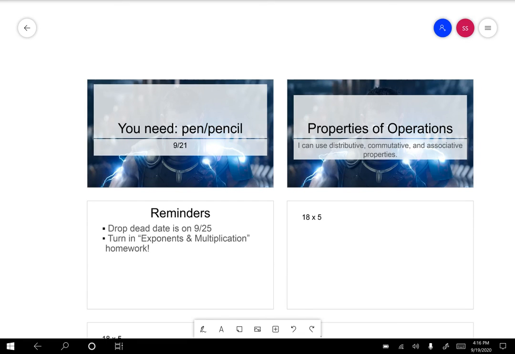Everyone, here is your classwork for Monday and Tuesday, the 21st and 22nd of September. This might go into Wednesday depending on how long it takes us. We'll see. We're continuing with properties of operations now that we know how to multiply, add, subtract, and divide exponents, because we need to know how to do that to do all these other things.